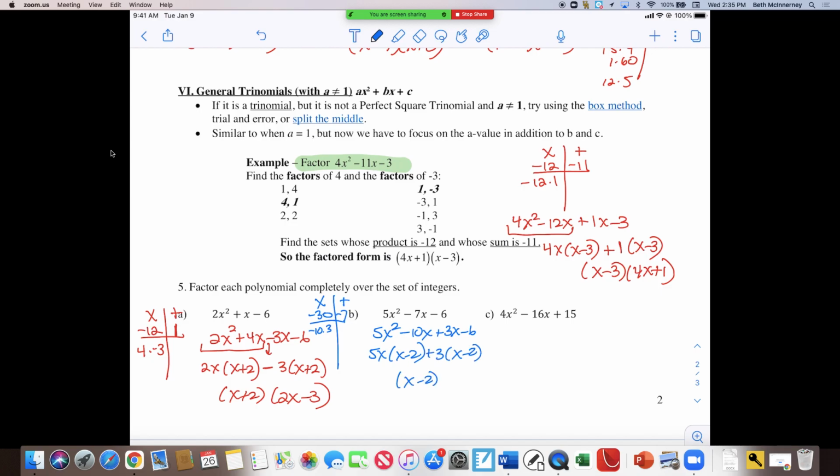Remember to check your work when you factor. X times 5x is 5x squared. The outer is 3x. My inner is minus 10x. That adds up to negative 7x. Negative 2 times 3 is negative 6. It works. I'll pause in case you're not done with letter C yet.